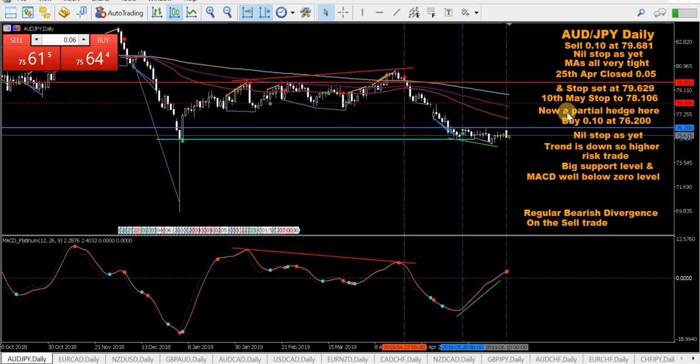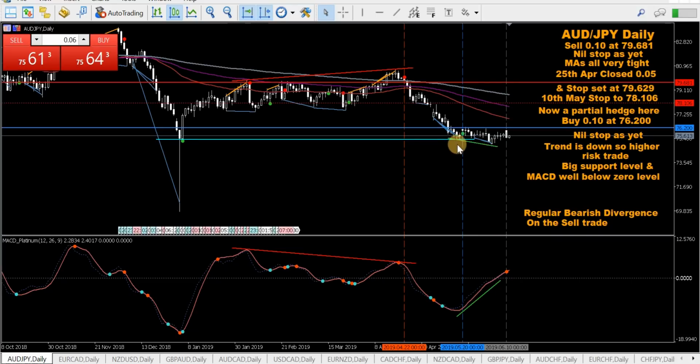10th of May stop change. Now on a partial hedge here as a buy. So there's my buy there. You can see that I draw trend lines. Normally aqua line is normally a straight line representing an area of support or resistance, or a double top, double bottom, that sort of thing. Red trend lines indicate bearish. Green trend lines indicate bullish.